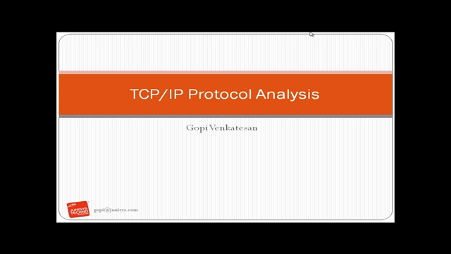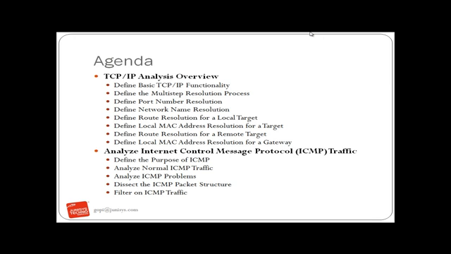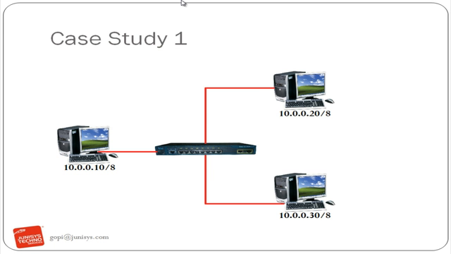In this session, we are going to understand the packet structure. Whenever a client is requesting some information from the server, how the packet is going to be constructed and how it is going to be treated by the intermediation device. This is what we are going to discuss today. So the agenda of this session is TCP/IP analysis overview and ICMP protocol traffic analysis.